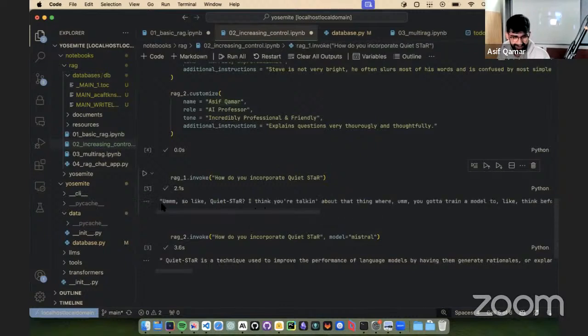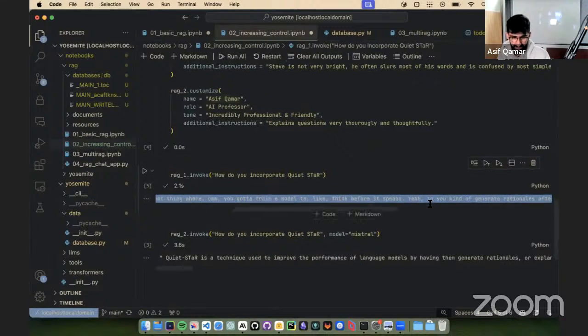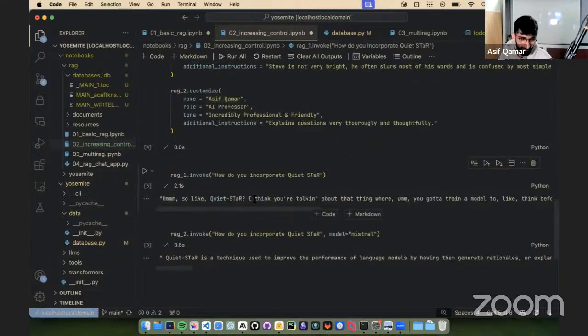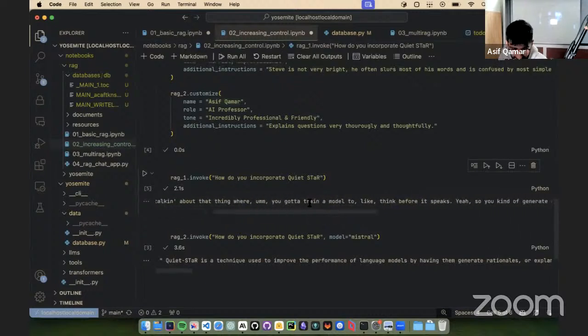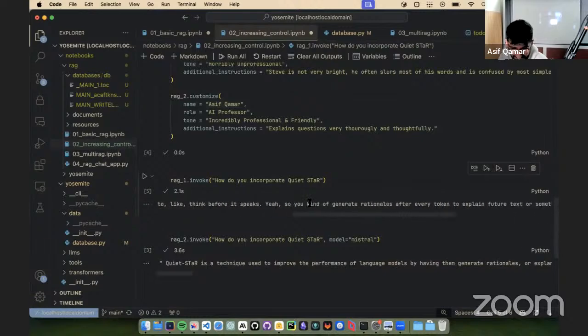There you go. So what does Steve say? He says, so like Quiet-STaR, I think you're talking about that thing where you've got to train a model to think before it speaks.